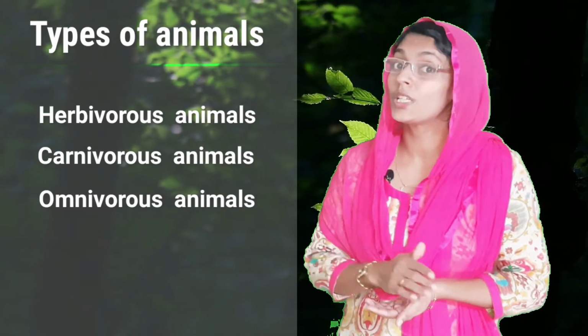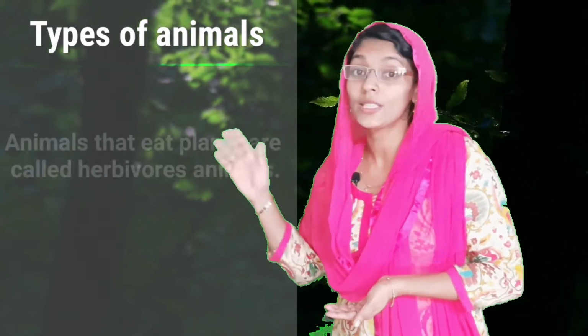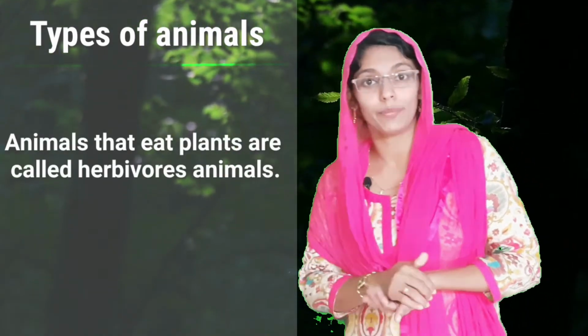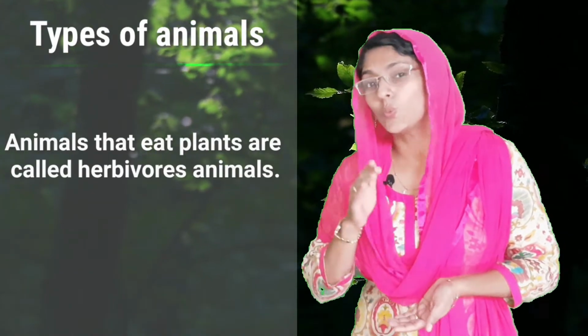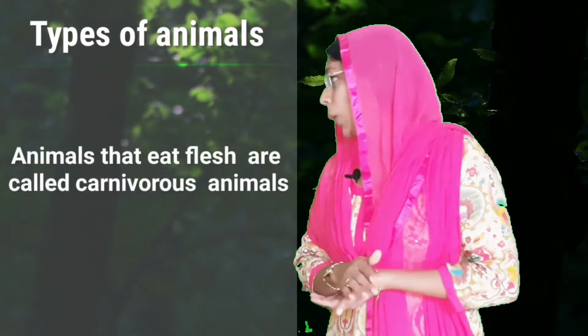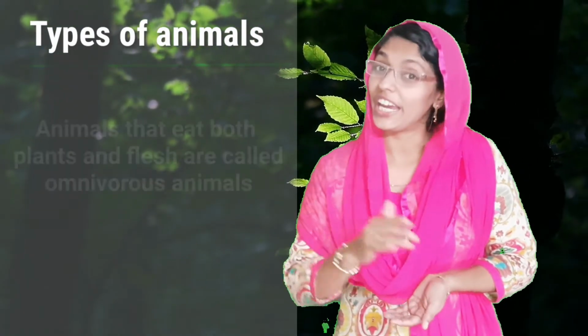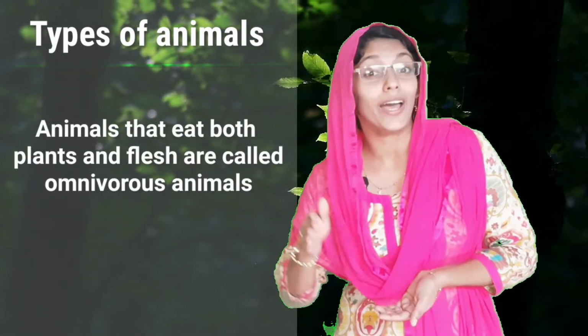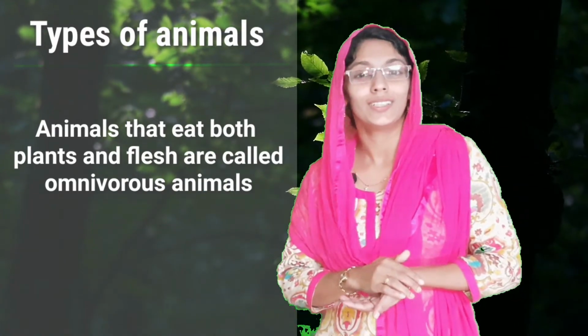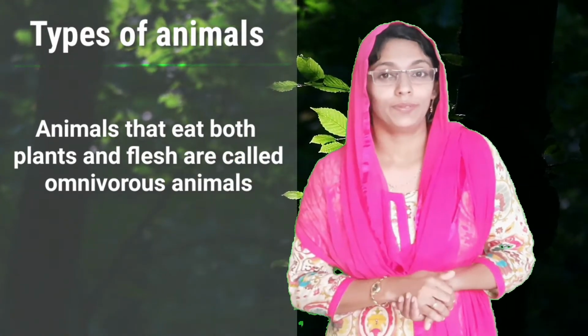Animals which eat plants are called herbivorous animals. The animals which eat flesh are called carnivorous animals. The animals which eat both plants and flesh are called omnivorous animals.